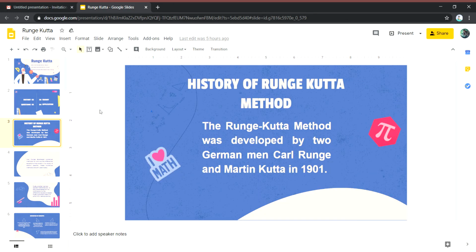So the history of the Runge-Kutta method: it was developed by two German men, Karl Runge and Martin Kutta, in 1901. Basically, the name Runge-Kutta came from the names of the two German men who developed the method.